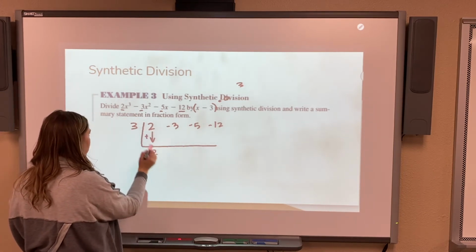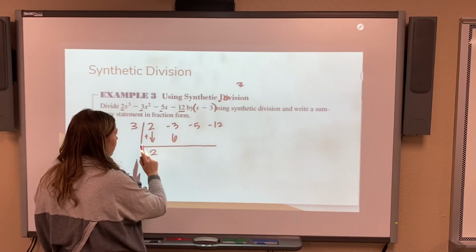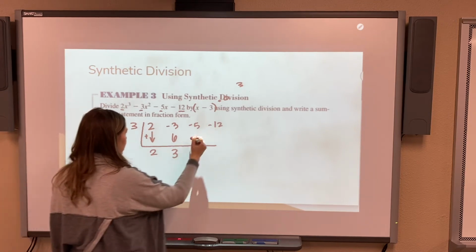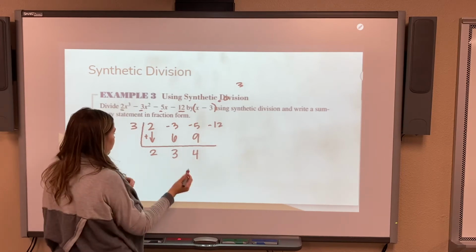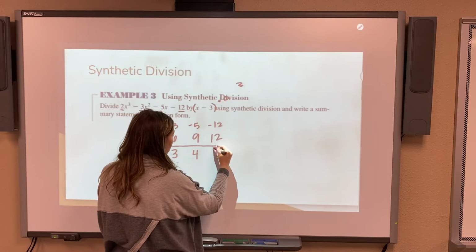So we bring down our 2. 3 times 2 is 6, so that goes up here. Now we add -3 plus 6 is a +3. Multiply again, 3 times 3 is 9, so that goes here. -5 plus 9 is a 4. Multiply again, 3 times 4 is a +12. -12 plus 12 is 0.